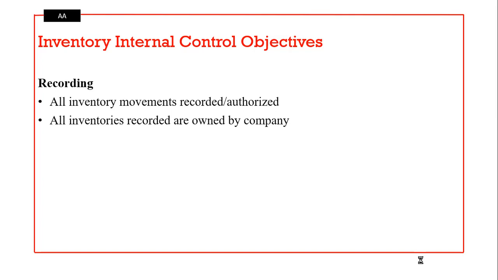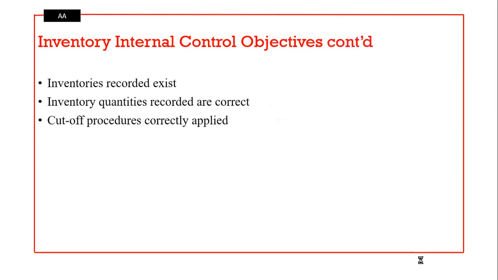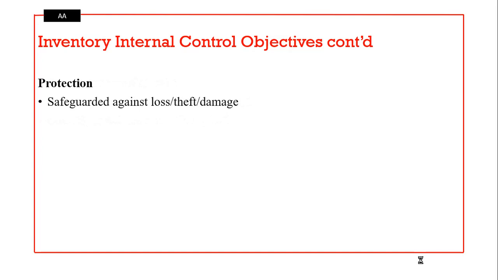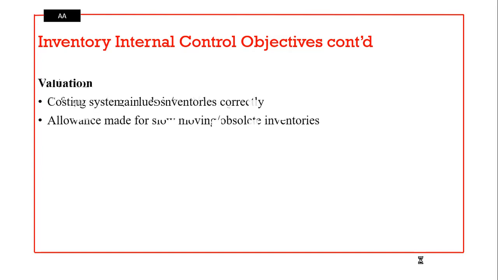Under recording, the controls must ensure that all inventory movements are recorded and authorized, and that all inventories are recorded and owned by the company. Inventories recorded should exist. That is what the controls are trying to help us to achieve. The inventory quantities recorded are supposed to be correct, and there must be cut-off procedures, and these must be correctly applied. Now we remember that inventories are also vulnerable, so there must be protection. So all stock under control objectives should be safeguarded against loss, theft, or indeed damage.